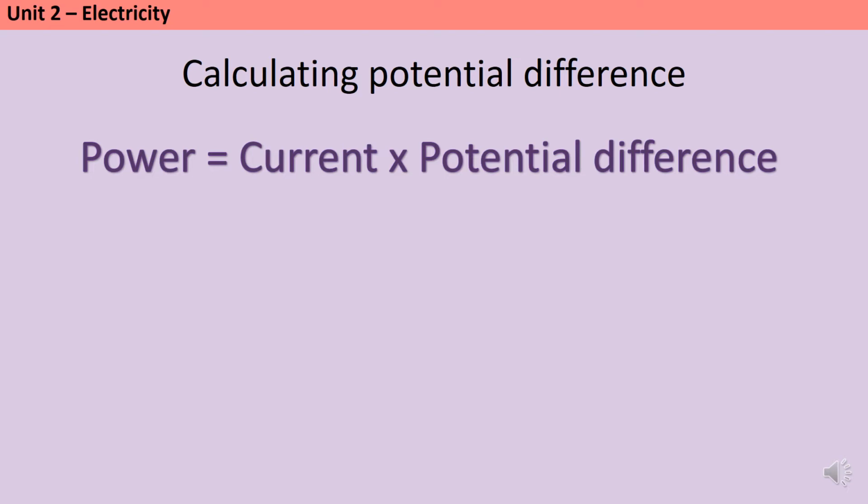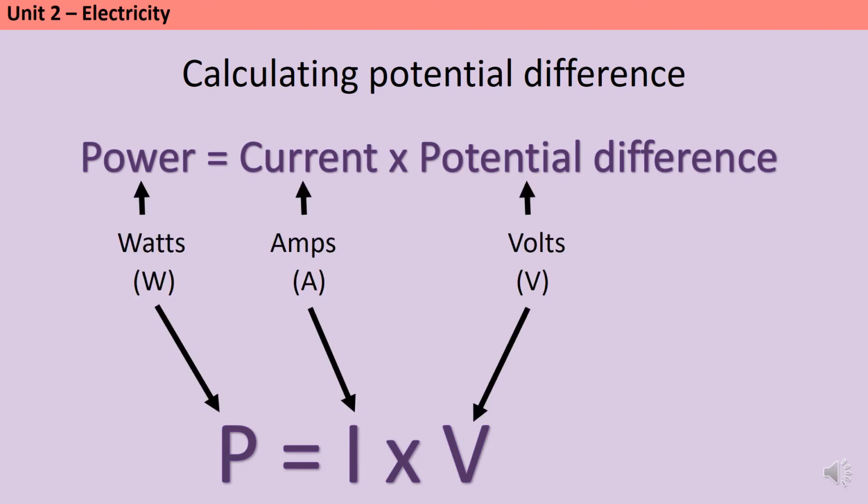The first of these is equation number 17 on physics equation sheet 1. Power is current multiplied by potential difference, or in shorthand, P is I times V. Of course, you need to know the units for each one of these components. So power is measured in watts, current is measured in amperes or amps, and potential difference is measured in volts.